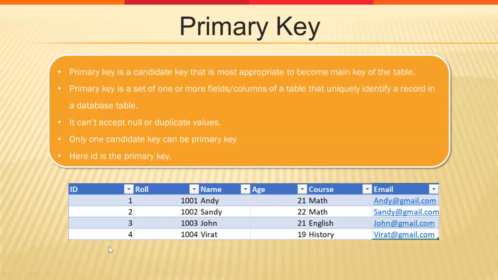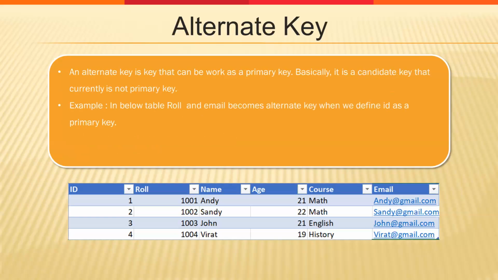So a primary key, simply put, contains unique values without nulls. That is called a primary key. That's it. Keep it in mind. This is very important.